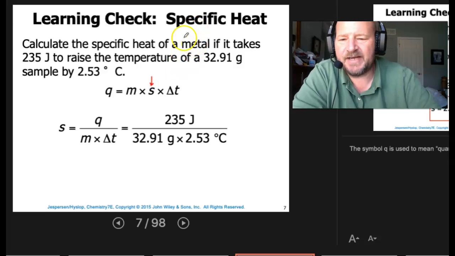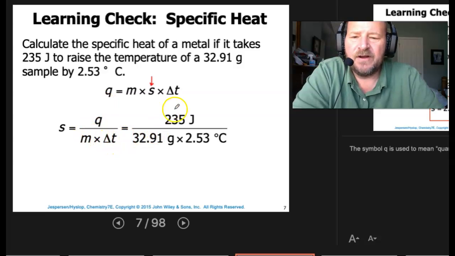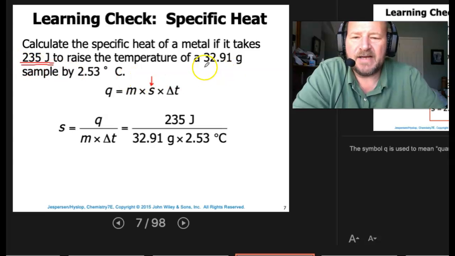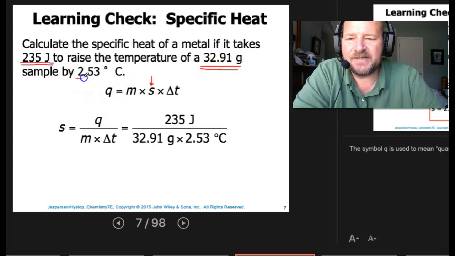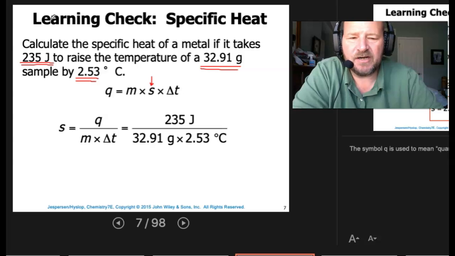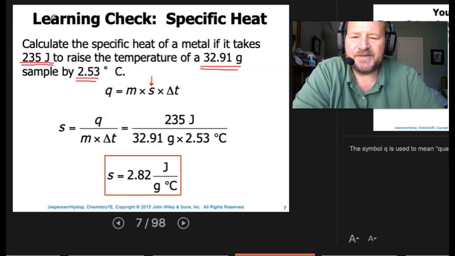So we know that S is going to be equal to Q over M times delta T. Now what we're going to do is plug and chug. They told us our heat is 235 joules. Our mass is going to be 32.91 grams. And of course our delta T, because they want the whole change, if we're going to raise it by the temperature of 2.53, so that is our delta T. And at that point we plug and chug, and that gives us 2.82 joules per gram degree C.